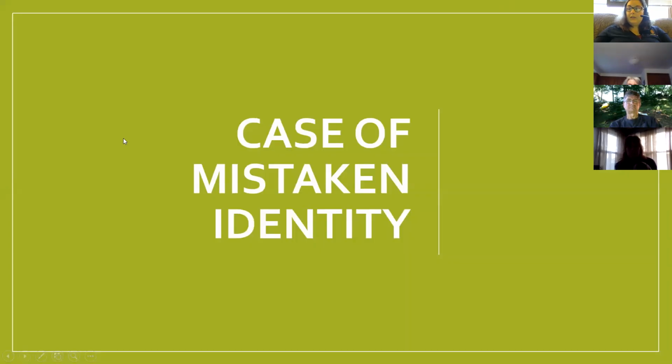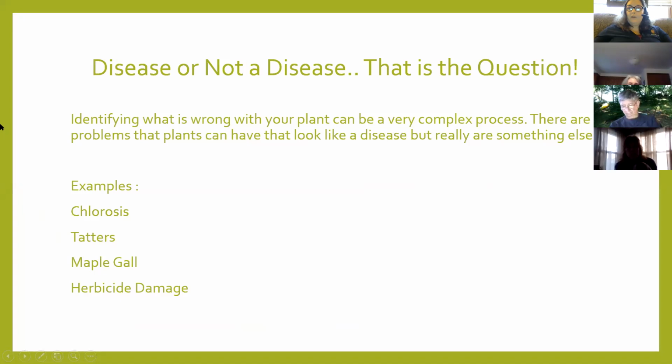So, case of mistaken identity. When we're trying to identify what's wrong with our plant, it's a very complex process, because sometimes it's not just the leaves that are affected by diseases, but the stems and the roots. There's a lot of different things that can happen. And there are problems that plants can have that look like disease, but really are something else.